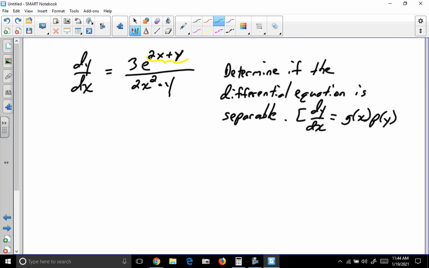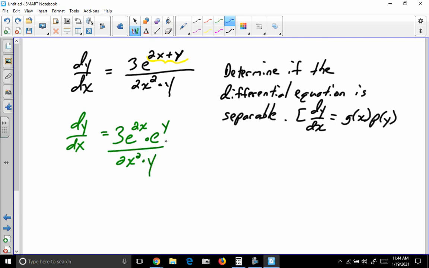But here, since the addition is in the exponent, we can rewrite this as e to the 2x times e to the y. Remember, when we multiply with like bases, we add the exponents. So if we have exponents added, then we can rewrite it. So we can split this apart. We have a product, so let's write this as separate fractions. In one fraction, let's put our x factors in. And in the other, we put our y variables in.